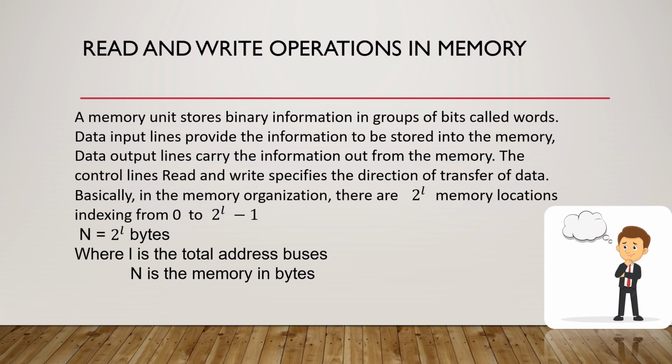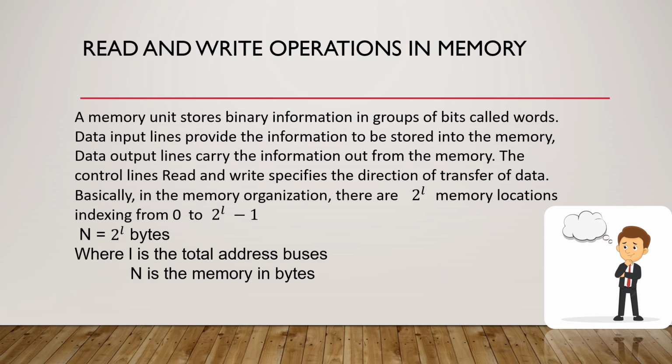So, when we talk about read and write operation in memory, a memory unit stores binary information in groups of bits called words. Data input lines provide information to store into the memory. Output lines carry the information out from a memory. The control lines read and write specify the direction of transfer of data.